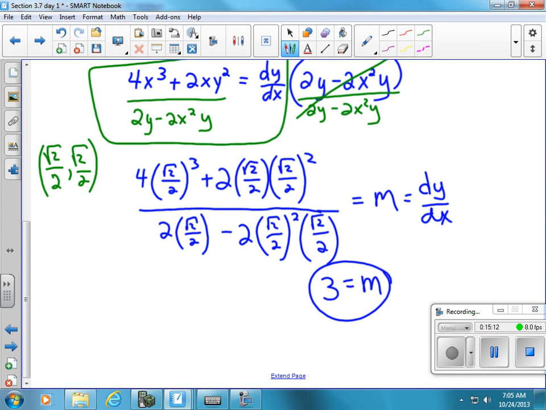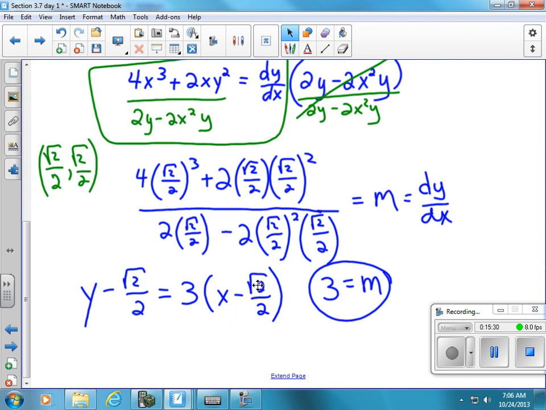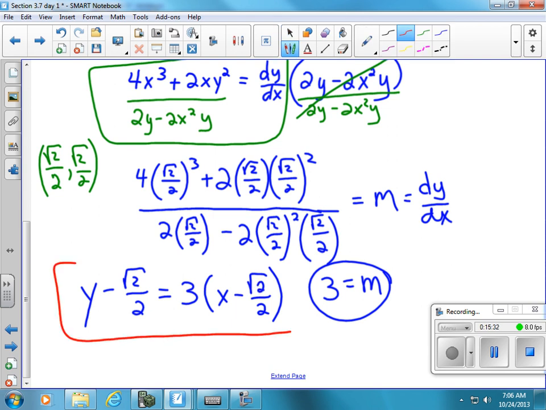All right, so now we have an equation we can write. I think the problem was to write the equation of the tangent line. And that is the equation of our tangent line once we found our slope is 3. And that is the end of our lesson for section 3.7, day 1.